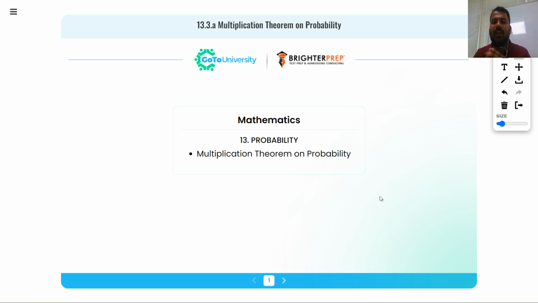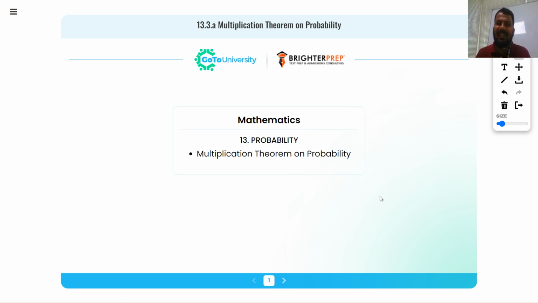In this session, we are going to look into the next part of probability, that is nothing but the multiplication theorem on probability. Now, what is this multiplication theorem? As the name itself says, multiplication. It means we will be asked to find out the probability, and the answer will be the product of two different things.